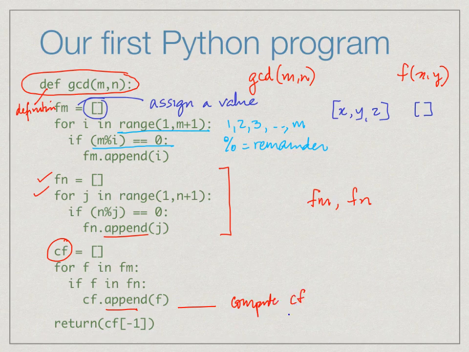And now we want the rightmost element. So this is just some Python syntax which you'll see. If you start counting from the left, then the positions in the list are numbered 0, 1, 2, 3, 4. But Python has a shortcut which says if you want to count from the right, then we count the numbers as minus 1, minus 2, and so on. So it says return the minus 1th element of cf, which in Python jargon means return the rightmost element.